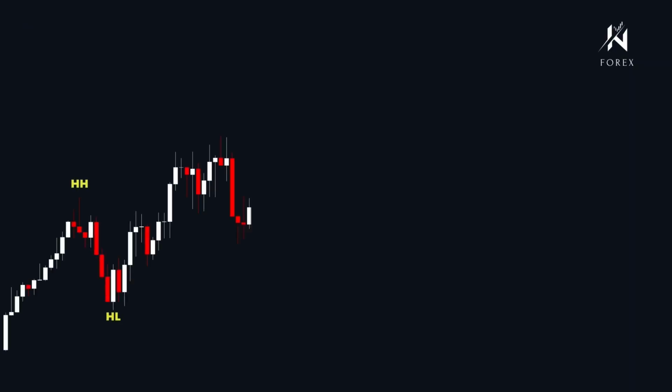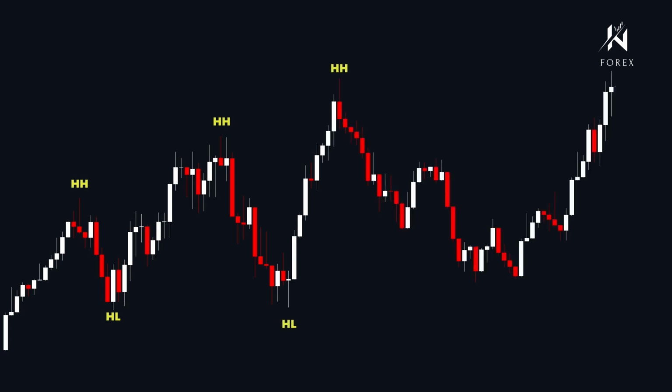First, notice how the market is in a clear uptrend. You can see price making higher highs and higher lows. Every time price pushes up, it pulls back a little, then pushes even higher. That's a strong bullish structure.